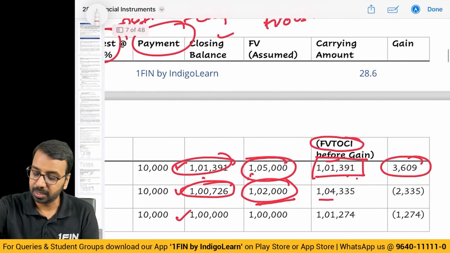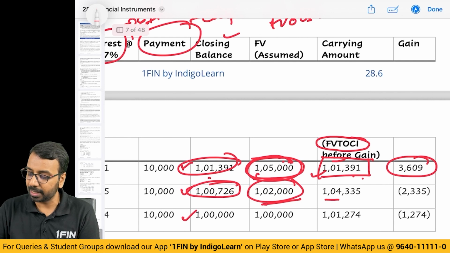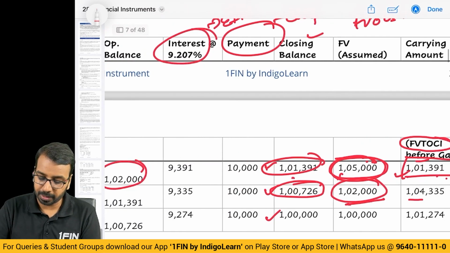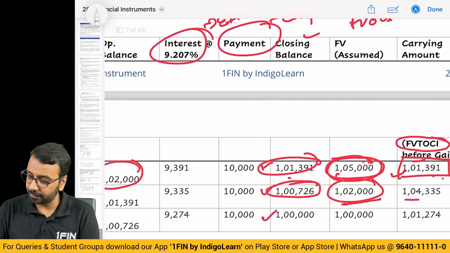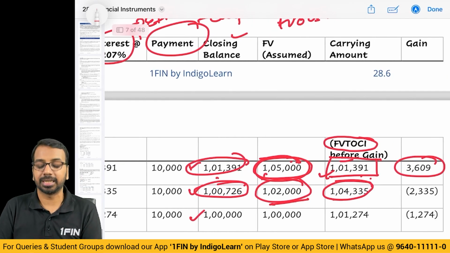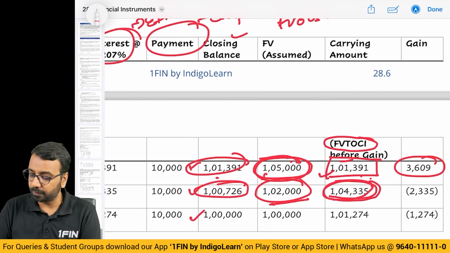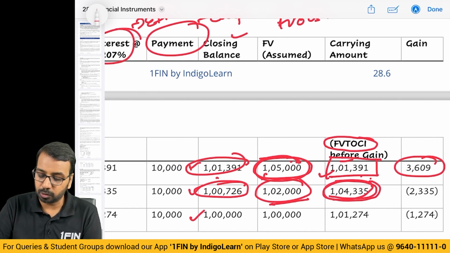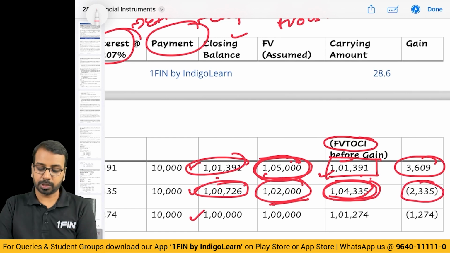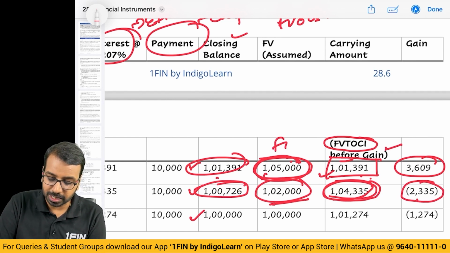Meaning, you take the closing balance of the previous period, which is 1,05,000, plus interest income 9,335, minus payout 10,000. If you do, you get 1,04,335. This 1,04,335 you will compare with the fair value of 1,02,000. You get 2,335 of subsequent loss, because this is the carrying amount and this is the fair value.